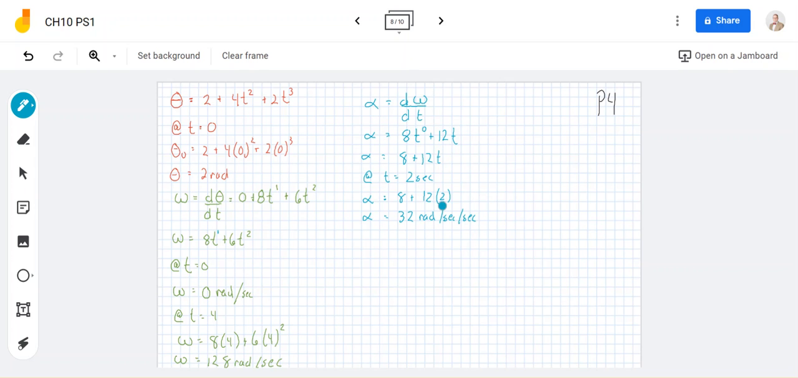And the last part says, is the angular acceleration constant? And the answer is no. And that's because if you look at the angular acceleration function, it is 8 plus 12t. And so since it has t in the equation, as time goes on, the acceleration changes. So no, it is not constant.